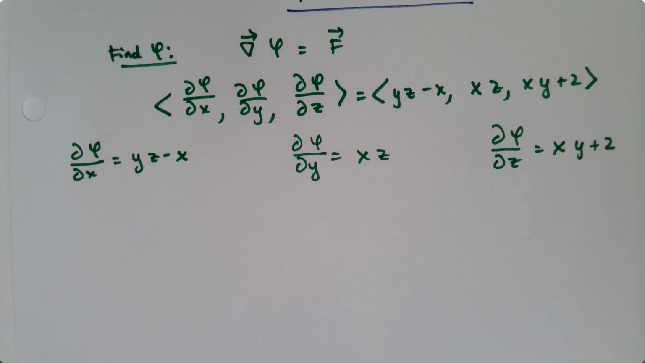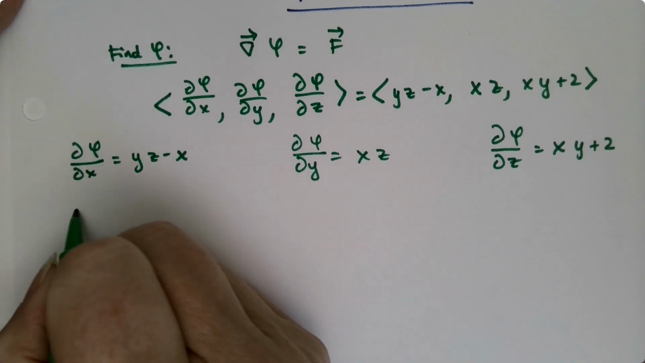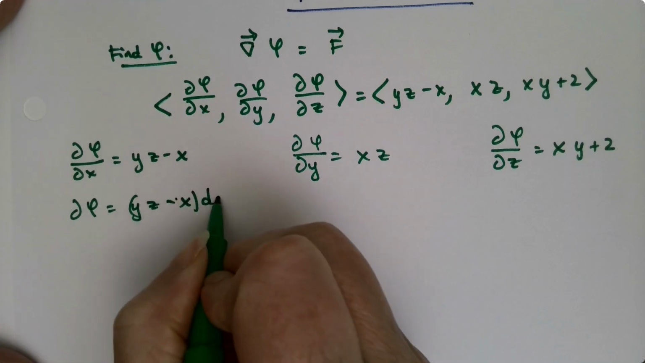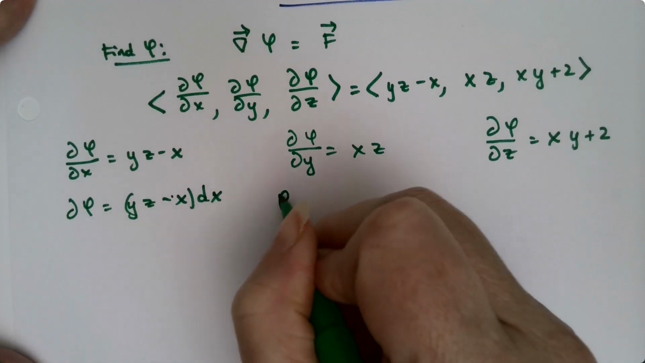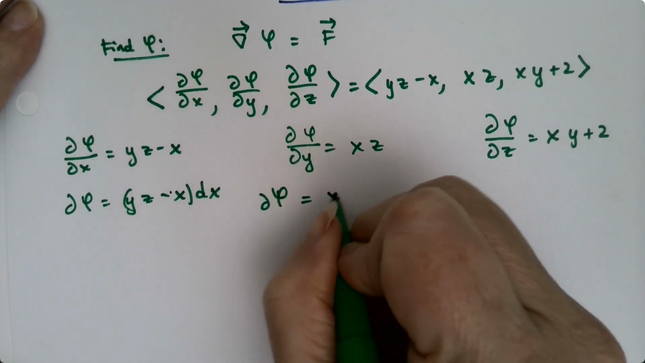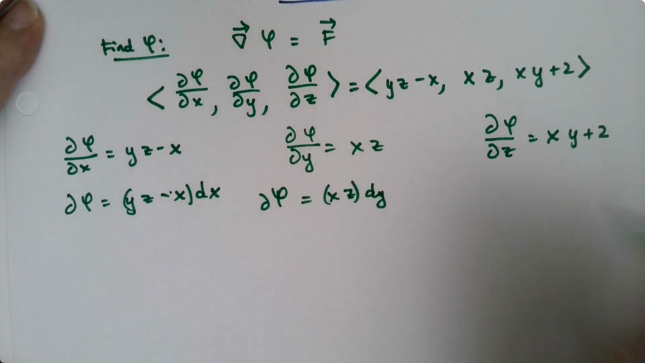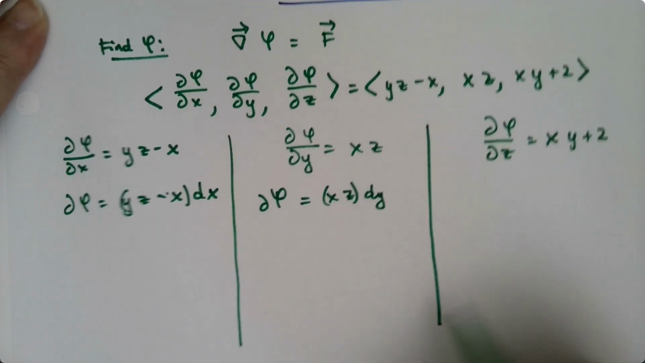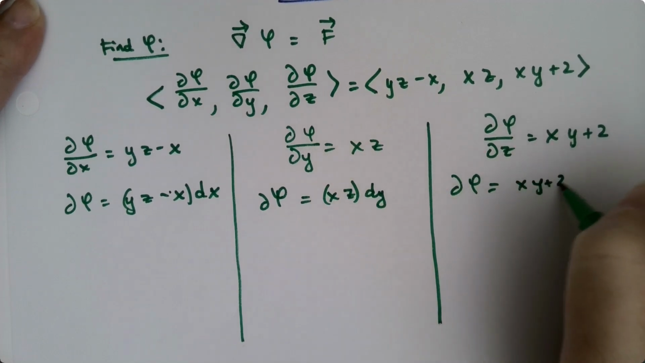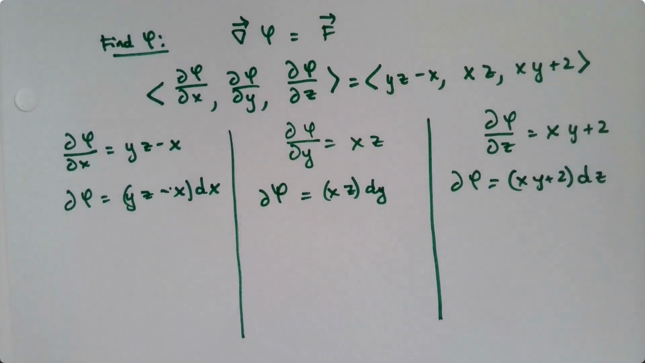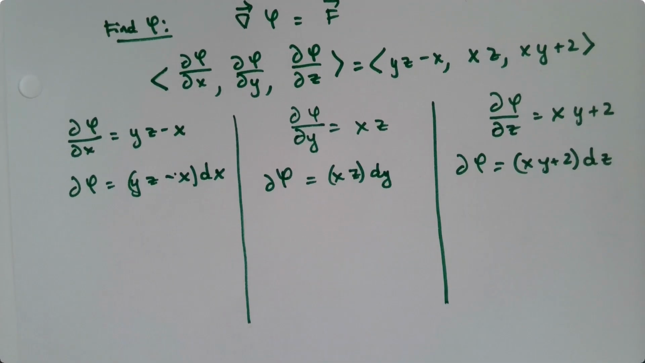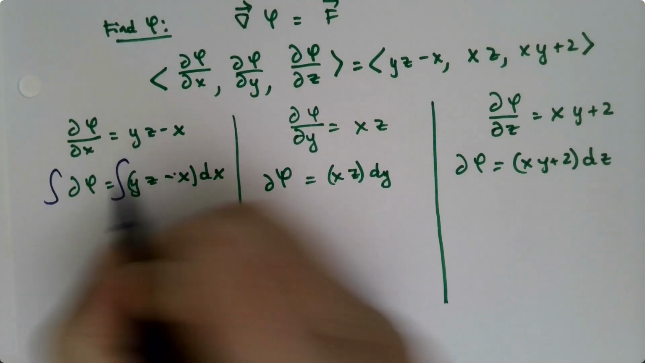Okay, so then the next step would be to get the dx over there. So partial phi equals yz minus x dx. Partial phi equals xz dy. Okay, let me separate these with the lines you can see. And then the partial phi with respect to z, so xy plus 2 in parentheses dz. And again, it doesn't really matter about delta versus d. It's kind of a notational trick, so it doesn't make any difference. All right, so then we're going to integrate both sides of every single one of these.